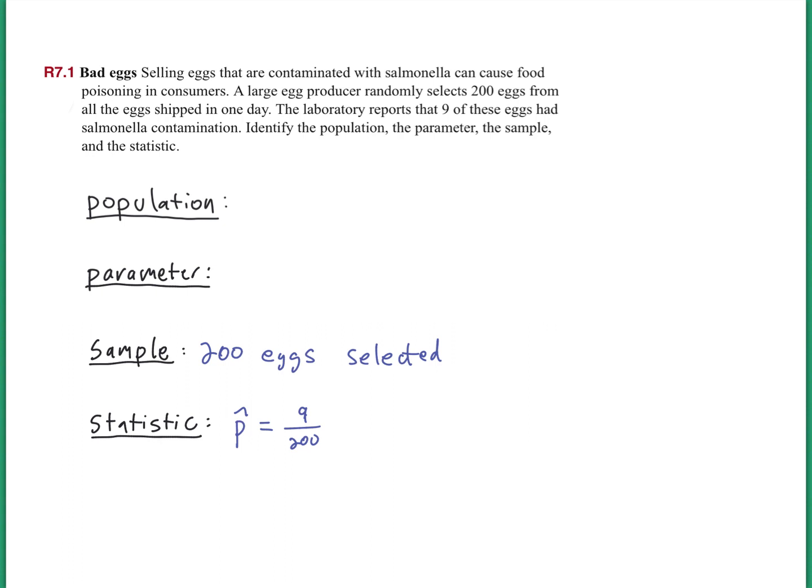Population is all the individuals that had a chance of being selected in the sample. So in this case, it's all the eggs that are shipped on that day.